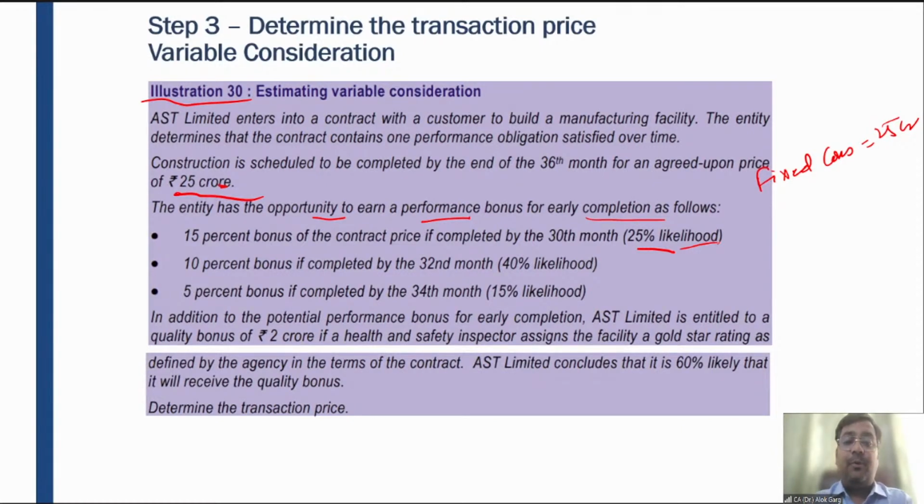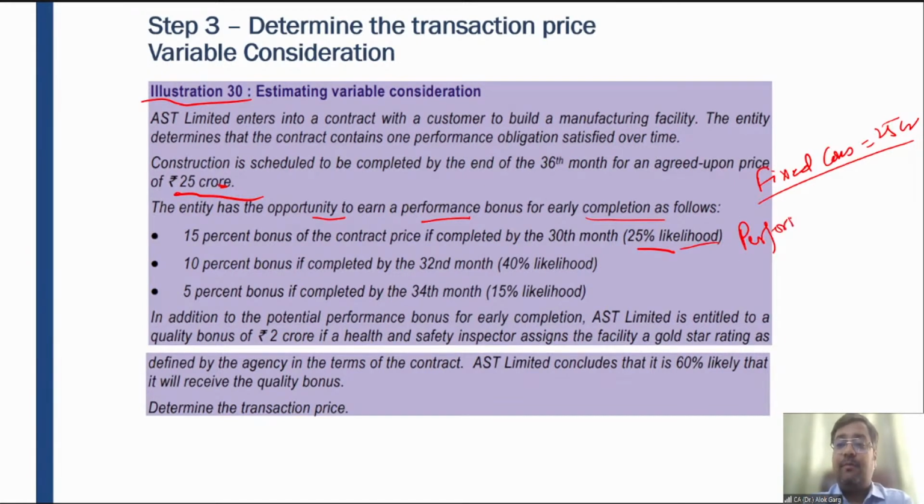In addition to the potential performance bonus for early completion, AST Limited is also entitled to a quality bonus of rupees 2 crore if a health and safety inspector assigns the facility a gold star rating as defined by the agency in the terms of the contract. AST Limited concludes that it is 60% likely that it will receive the quality bonus. Determine the transaction price.